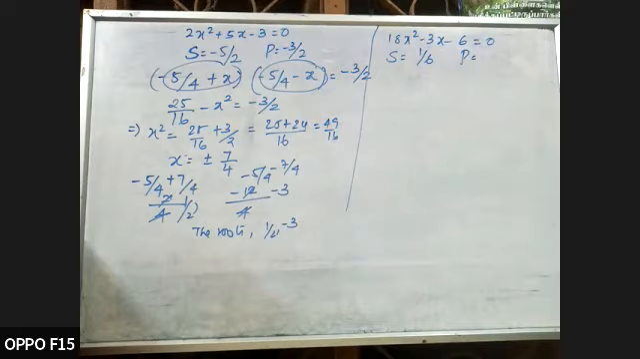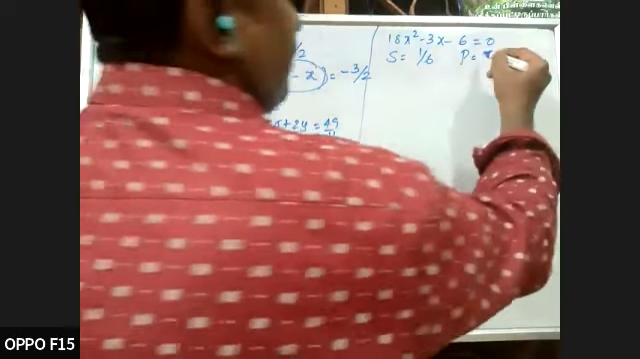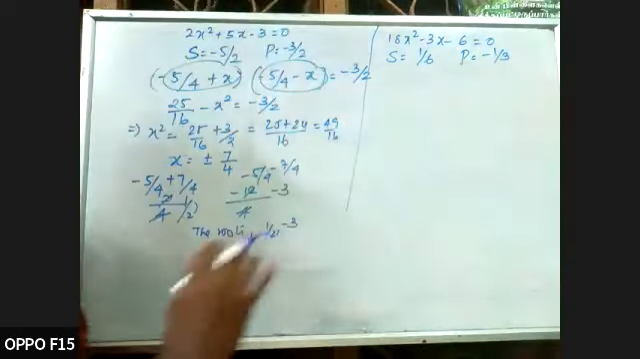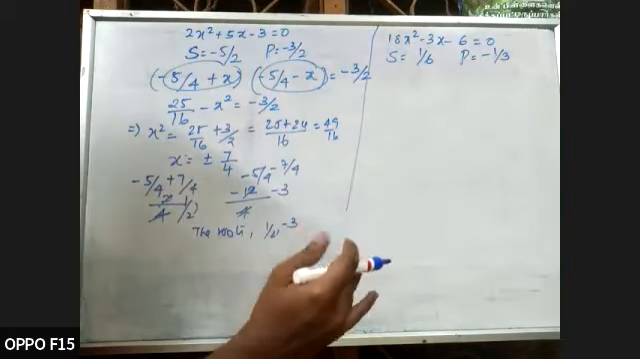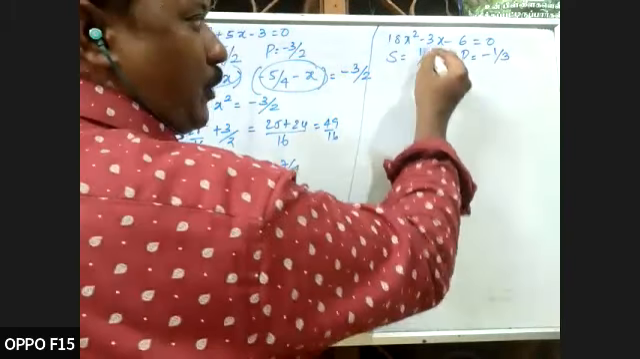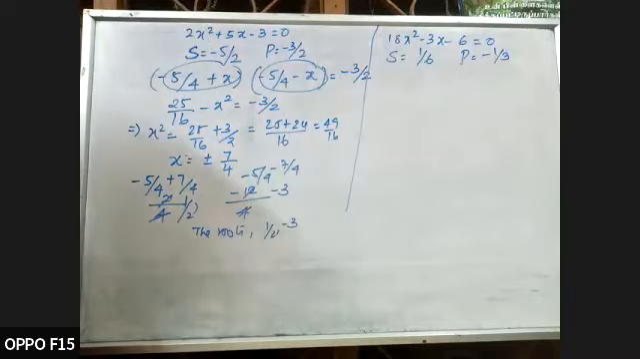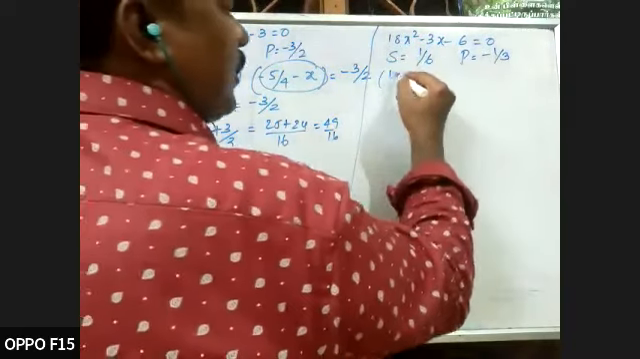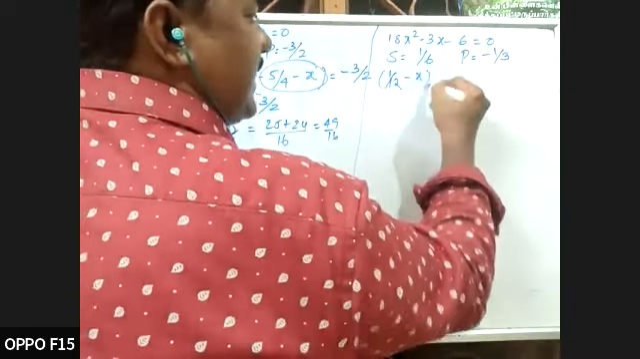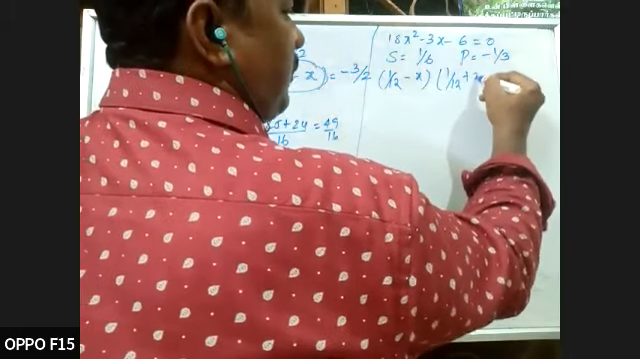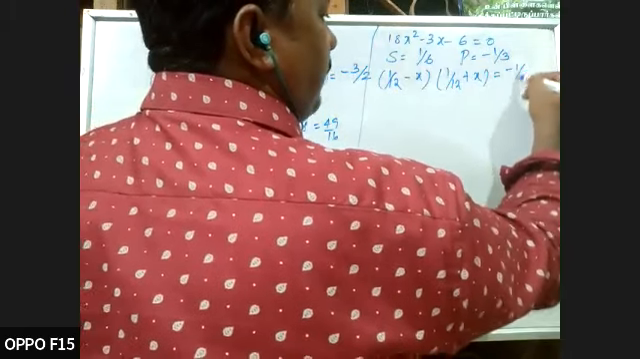-6/18 equals -1/3, very good. What is it? -1/3. So the sum of the roots is found, the product of the roots is found. Now we divide this by 2. 1 divided by 6, divided by 2, gives 1/12. I can put 1/12 minus x. Another thing is 1/12 plus x is equal to the product of the roots, 1 minus 3.